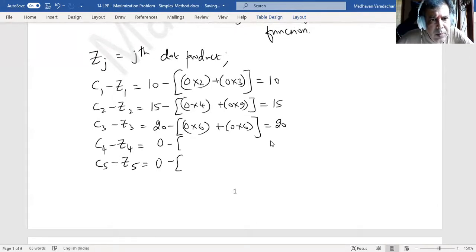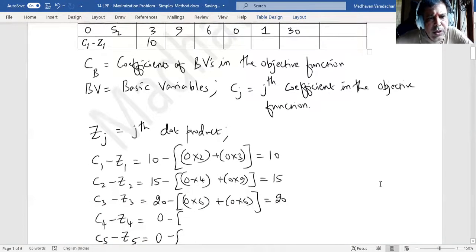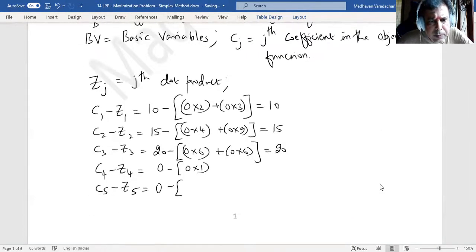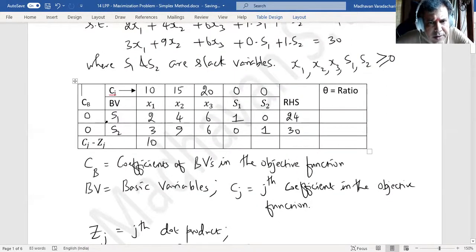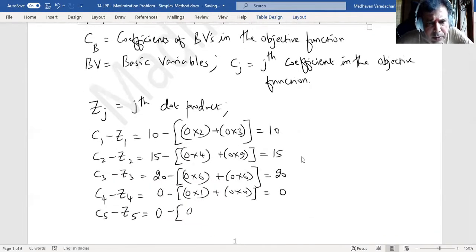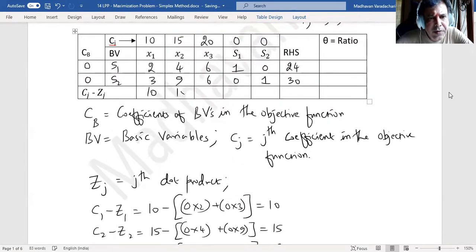And then the dot product. Here we have 0 into this 1 plus 0 into 0. So ultimately it is 0 minus 0, so it is 0. Then the fifth dot product, 0 into 0 plus 0 into 1. This also you get 0. So I can fill up the same numbers, 15, 20, 0, 0.